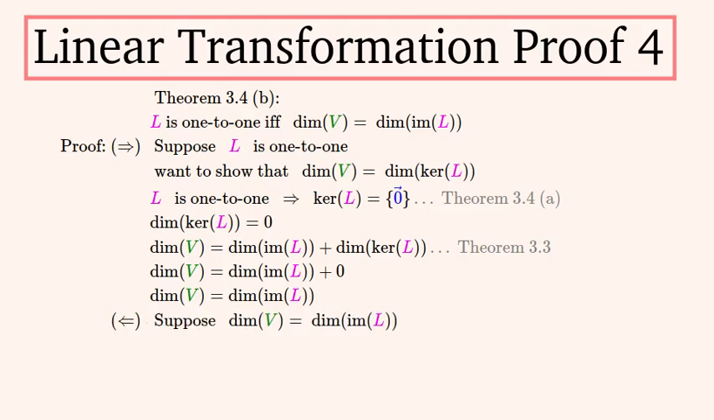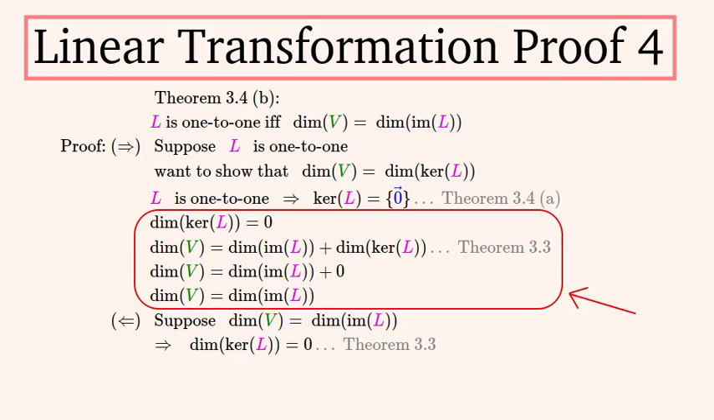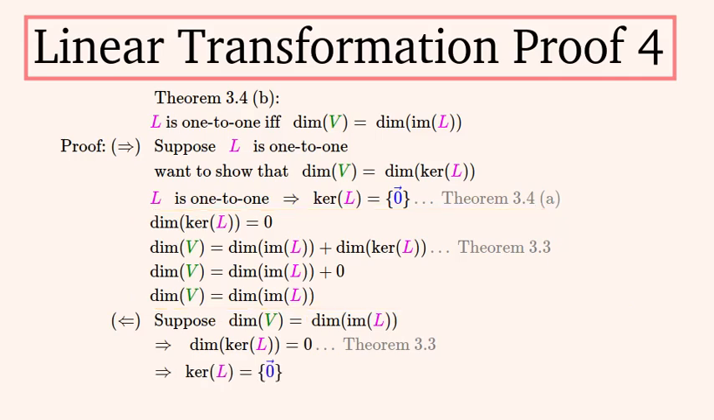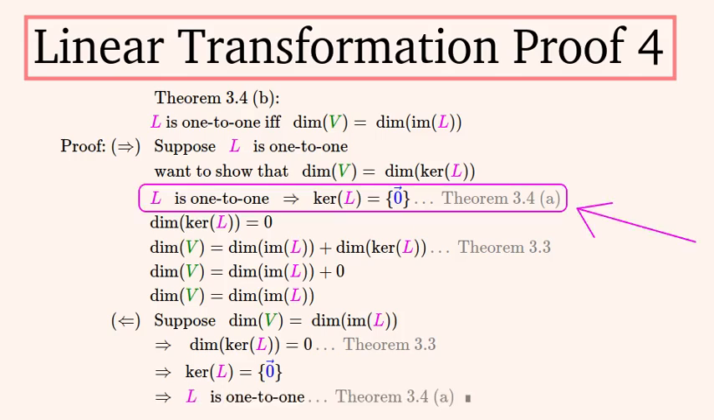So now to prove part B in the reverse direction, we'll start with this formula. And using a past theorem, we can say that this quantity is 0. We've already done all of the calculations for this when we proved the forwards direction of this part. And this implies that the kernel only contains the zero vector. And we can invoke part A of this theorem to say that L is one-to-one. So that's it. We've proven part B.